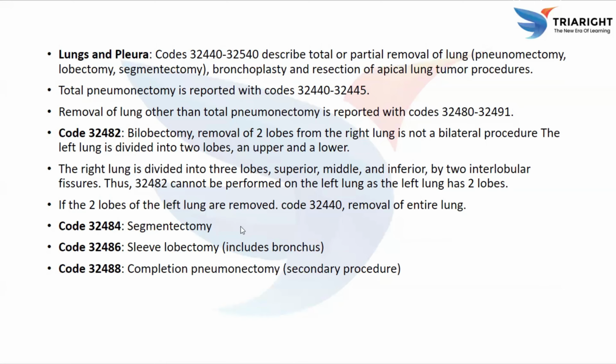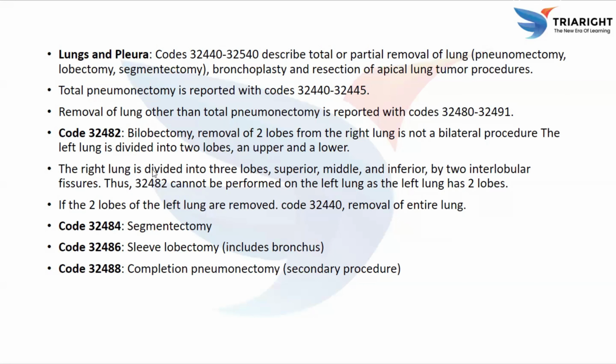Next are partial lung resections, which is less than the entire lung. So removal other than total pneumonectomy. CPT codes 32480 to 32491 include lobectomy, bilobectomy, segmentectomy, and sleeve resections.